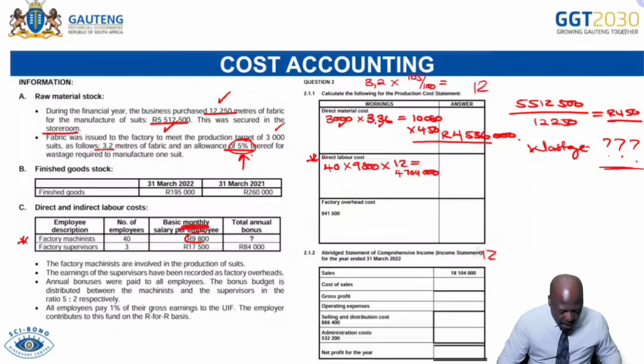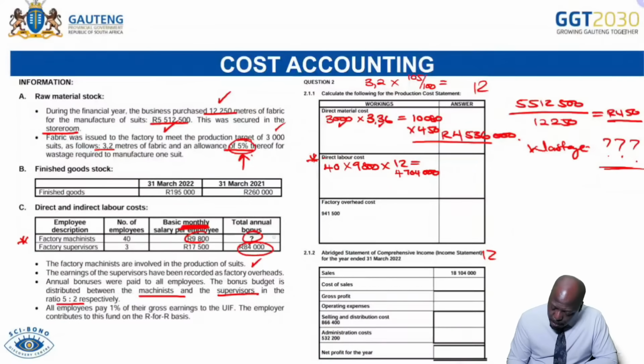So I get 4,704,000 here. And then I come in and I'll say, here there's a bonus that is going to be given. It says the factory machinists are involved in the production of suits. The earnings of the supervisor have been recorded as factory overheads. Annual bonuses were paid to employees. The bonus budget is distributed between the machinists and the supervisors in the ratio 5:2. So when we see the bonus of the supervisors, it can also tell us about this question mark here, the bonus of the machinists.